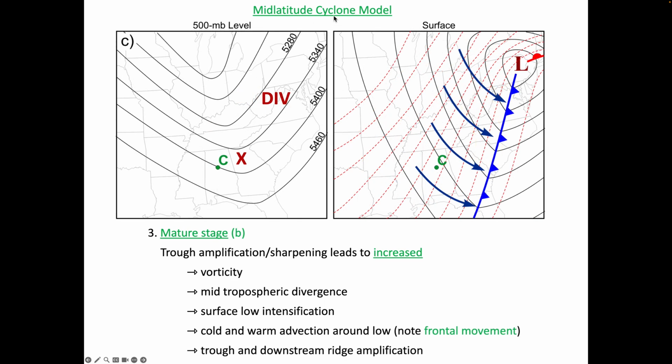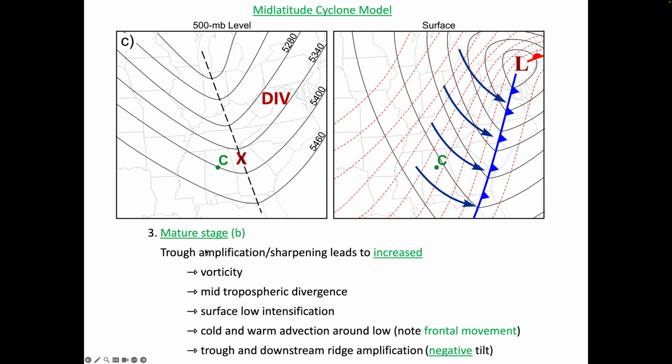So if we take a look now at this part, mid-latitude cyclone mature stage B, what you see now is that the vortex is located over Georgia. And if we take a look at our tilt, there it is, there is our negative tilt. So now you can see that the trough axis is tilted negatively from northwest to southeast, indicating the very rapid advance of the cold air on the south side of the low. So again, we get our trough amplification.